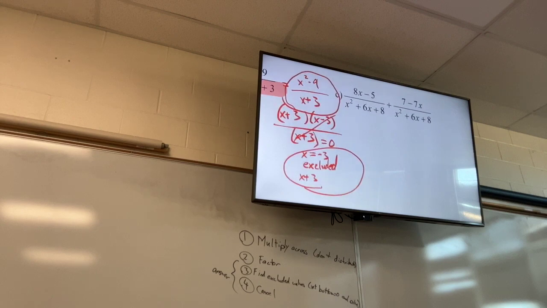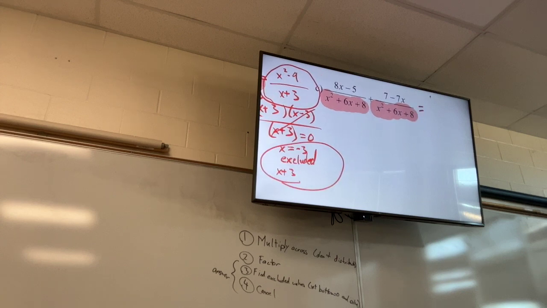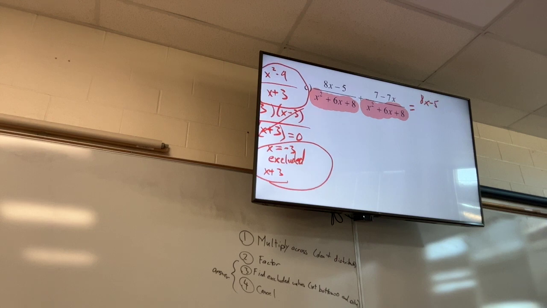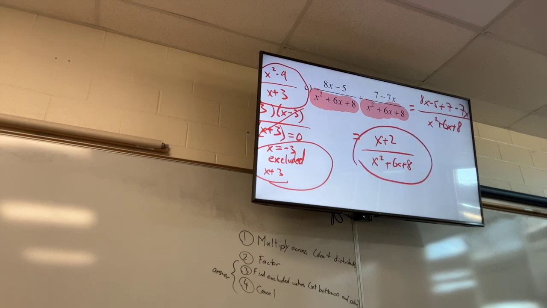This last one, what's going on for my denominators? Are they the same? They are, so we just add across the top. So we're going to have 8x minus 5 plus 7 minus 7x. We just add everything. Let's combine our like terms on the top. That'll give us x plus 2 over x squared plus 6x plus 8. I'll take that as the answer.